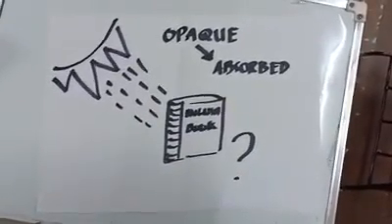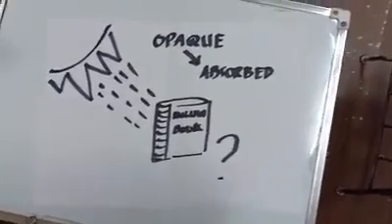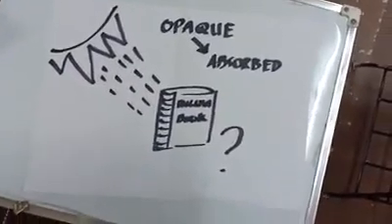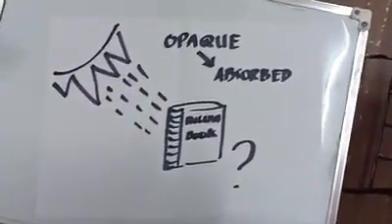For example, a book. Once a book absorbs the light coming from the sun, it cannot be transmitted to the other side. It can only be absorbed.